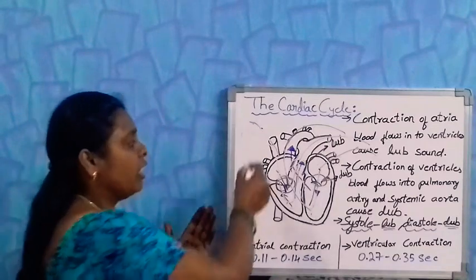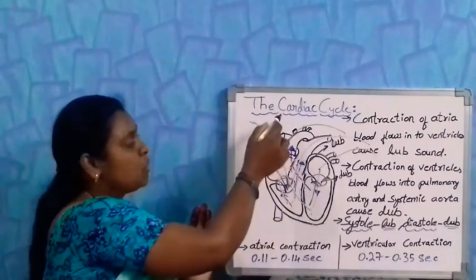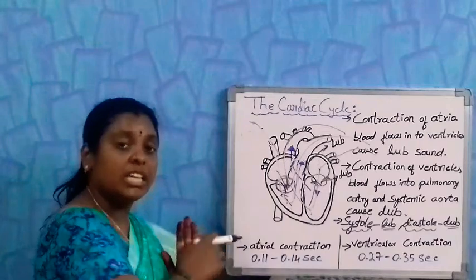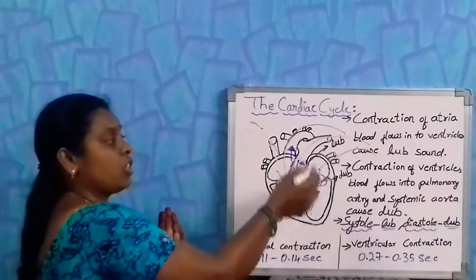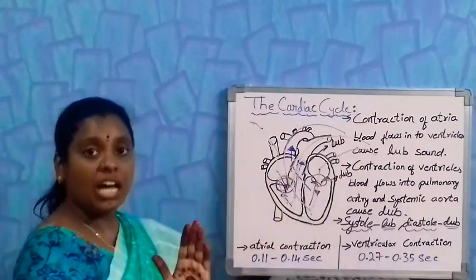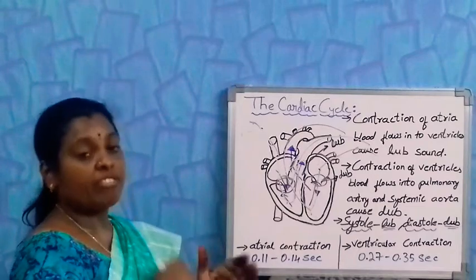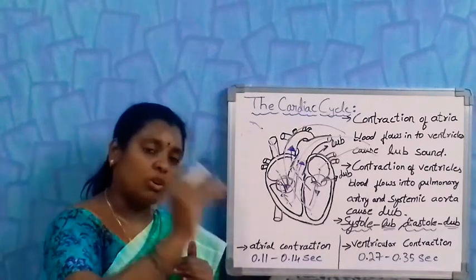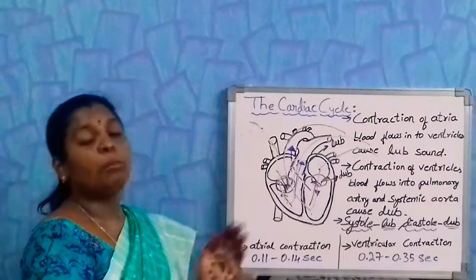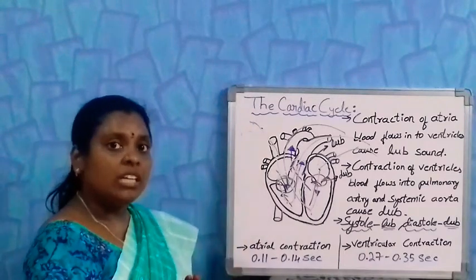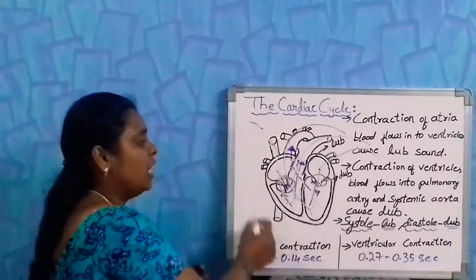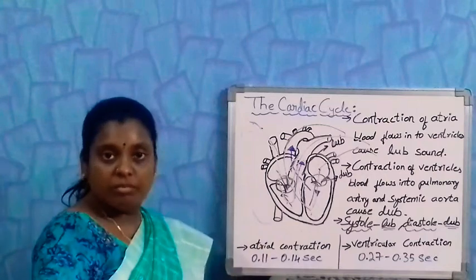The blood is entering from the superior and inferior vena cava, that is the deoxygenated blood, and one is the oxygenated blood from the lungs. Here for one rotation, one cardiac cycle, the blood is entering twice. That's why we call it double circulation.